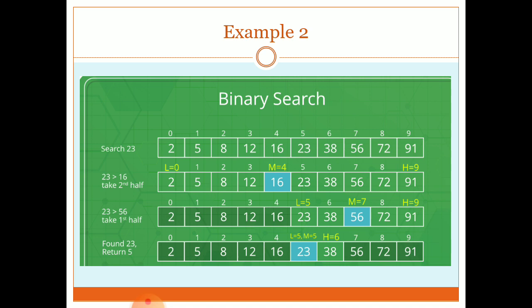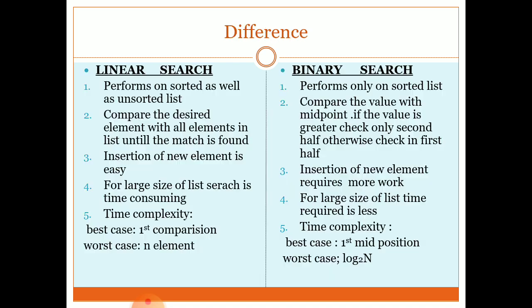Clear? So this is my algorithm for the binary search. So basically we learned two things. One is the linear search and the second one is the binary search. Both are searching methods only, but with different directions and different formulas. So the next thing is the difference between linear search and binary search.